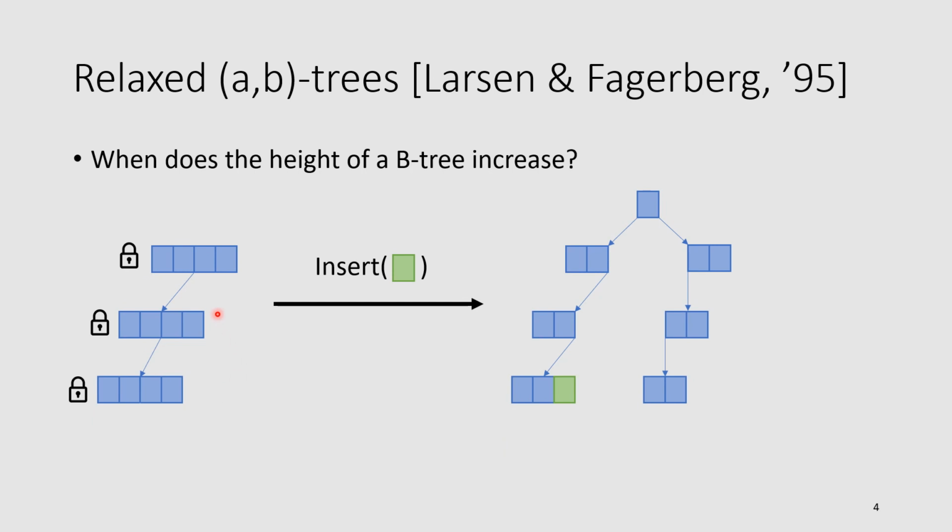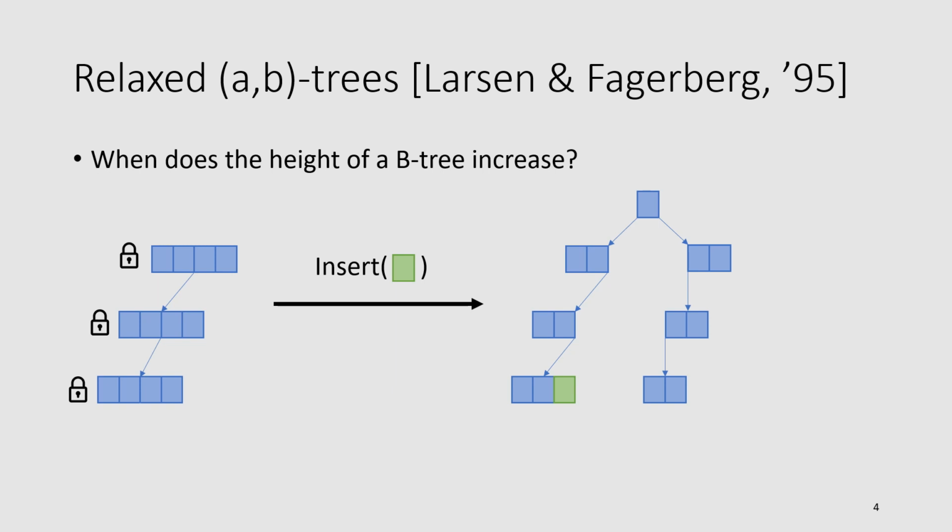But the leaf's parent is full, so it has to be split too. This continues until we reach the root. When the root is split, the height of the tree increases. I've only shown 3 nodes here, but you can imagine a larger tree in which there might be many more. As you can see, height increasing requires exclusive access of all the nodes in the chain, which can slow down other operations.